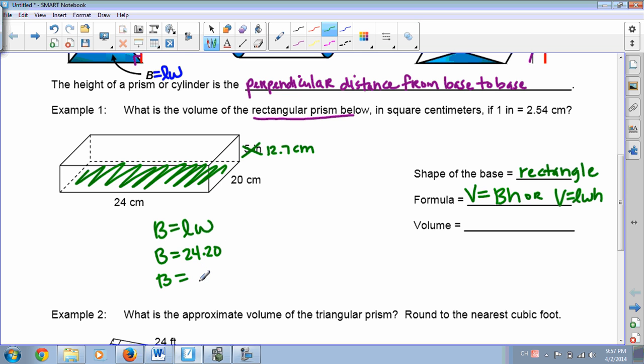And 24 times 20 is 480 centimeters squared. Okay, so now we have the big B, and we just take that and multiply it times the height, which would just be the height of our prism, 12.7.